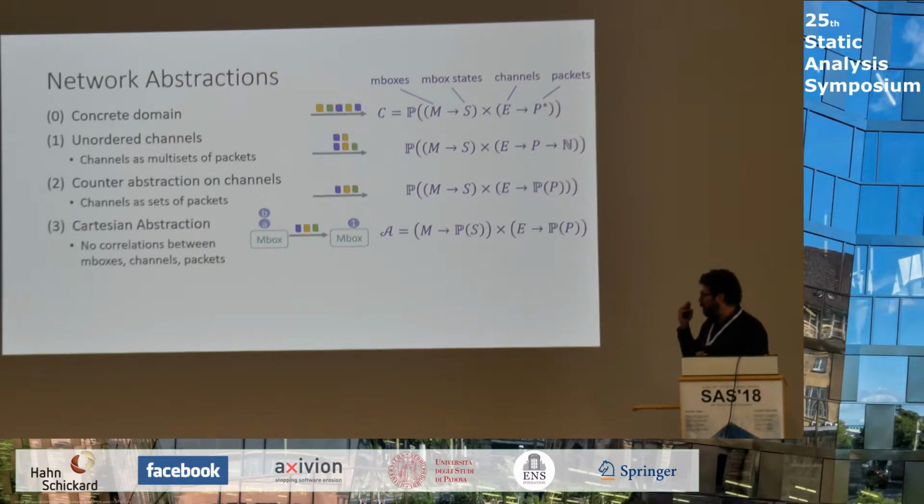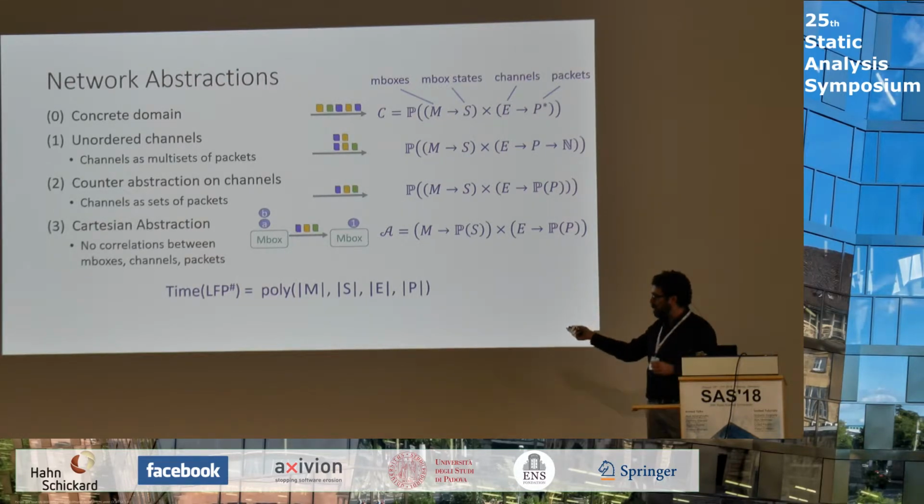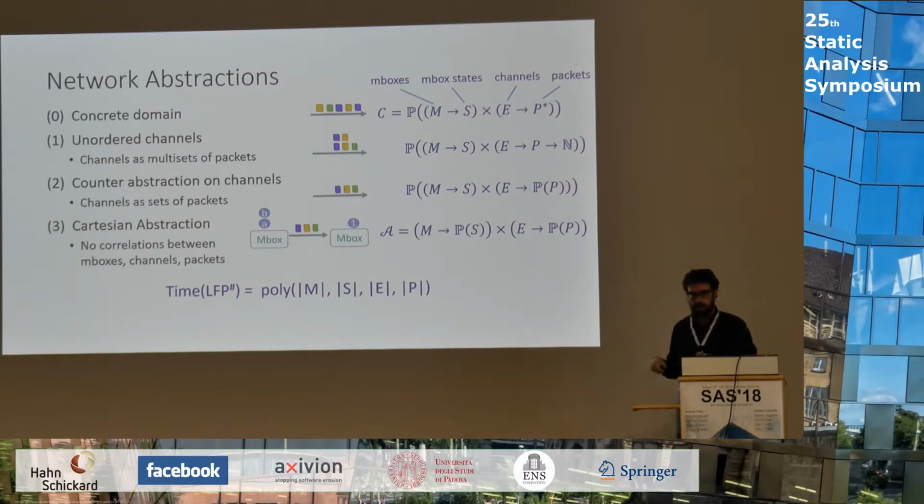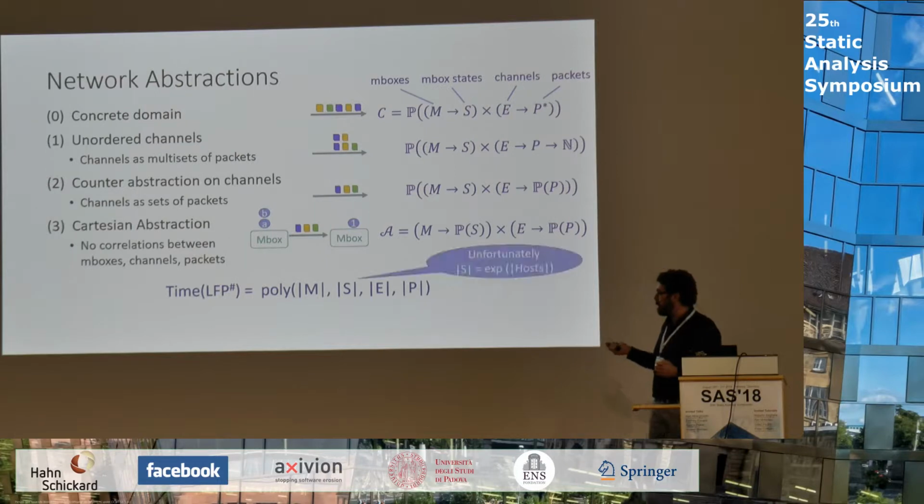And we go further and we apply a Cartesian abstraction to that. We forget the correlations between the different middle boxes and the different channels, so the states of the different middle boxes and the communication channels. Once we do that, we have an abstract interpretation algorithm that is polynomial in the number of middle boxes, the number of states in the middle boxes, the number of channels, and the number of packets in the system. So I said polynomial, but actually I'm hiding something here.